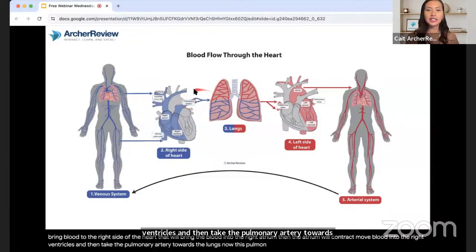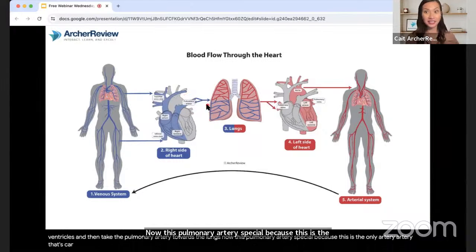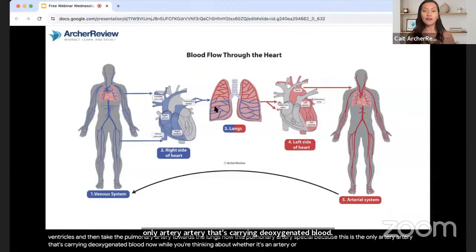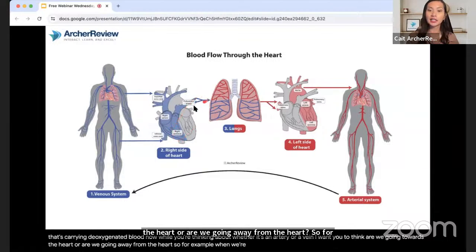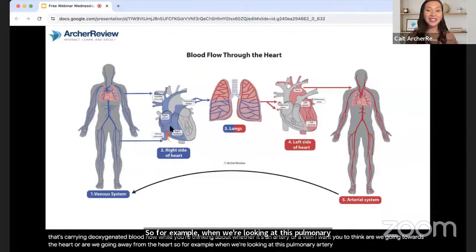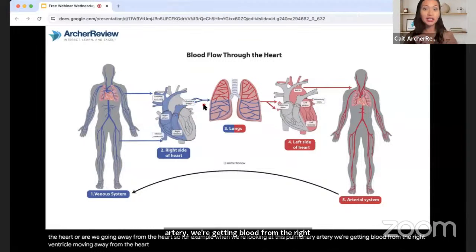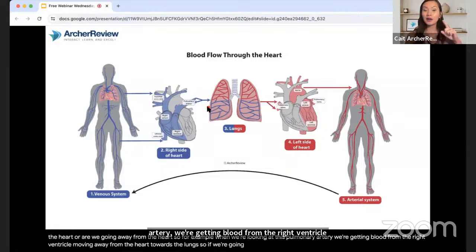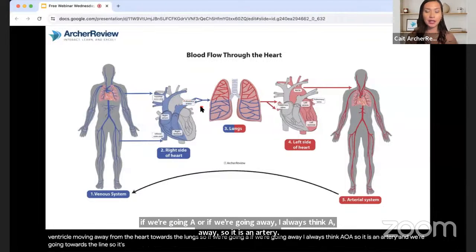Now, this pulmonary artery is special because this is the only artery that's carrying deoxygenated blood. Now, when you're thinking about whether it's an artery or a vein, I want you to think, are we going towards the heart or are we going away from the heart? So for example, when we're looking at this pulmonary artery, we're getting blood from the right ventricle, moving away from the heart towards the lungs. So if we're going away, I always think away. So it is an artery. And we're going towards the lungs, so it's the pulmonary artery.